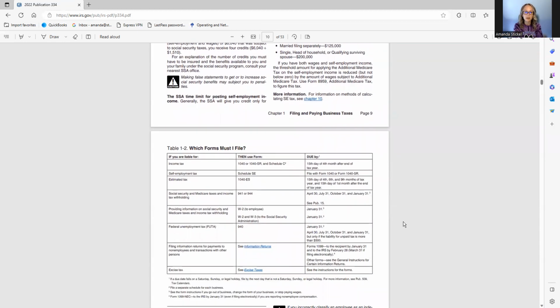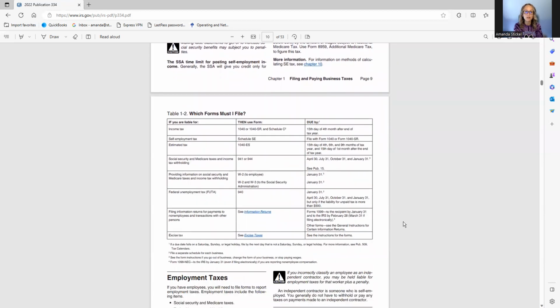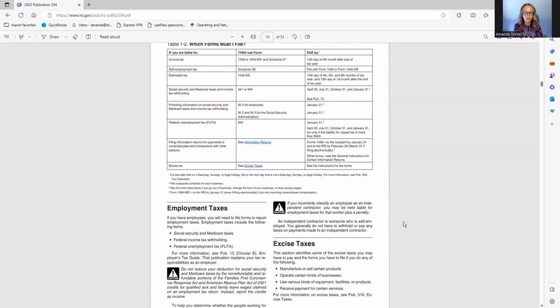Which forms must I file? So this is a helpful chart to see the different taxes, the forms to use, and the due dates. So pause that, screenshot that, and take that information for you and save that.